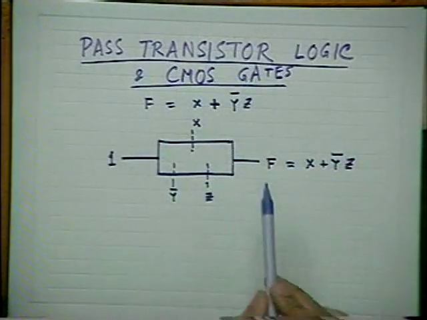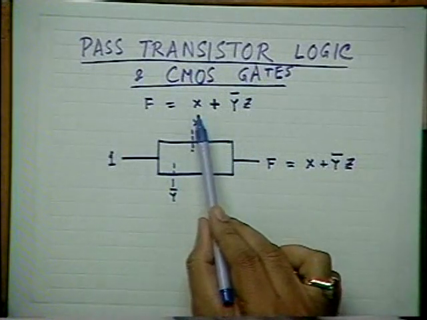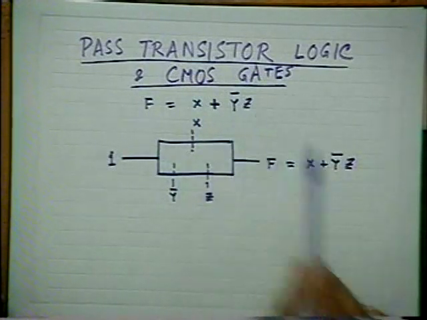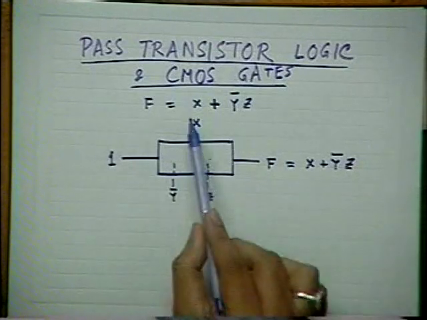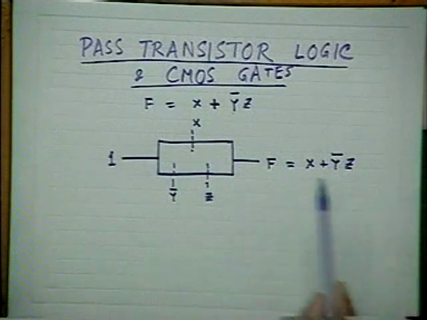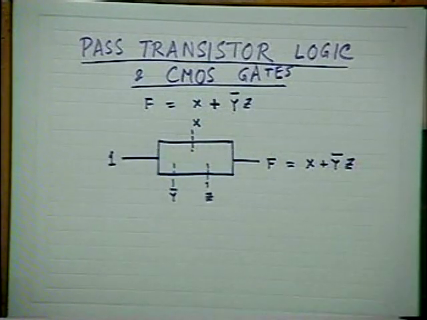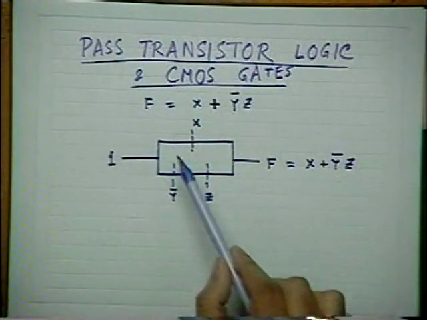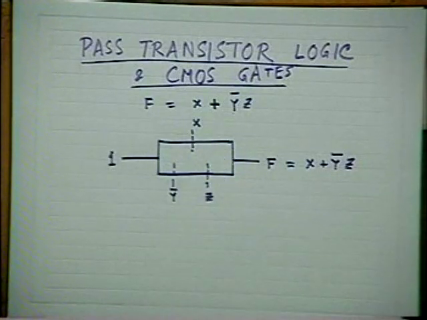Because this is x or y bar and z. So what I have done, I have taken a switch which is nothing but an nMOS transistor switch. I have assumed nMOS, but it could be a CMOS switch also, whatever I have discussed. nMOS switch suffers from the limitation already discussed, the voltage degradation, but otherwise you can use CMOS switches also. nMOS switches are much simpler.